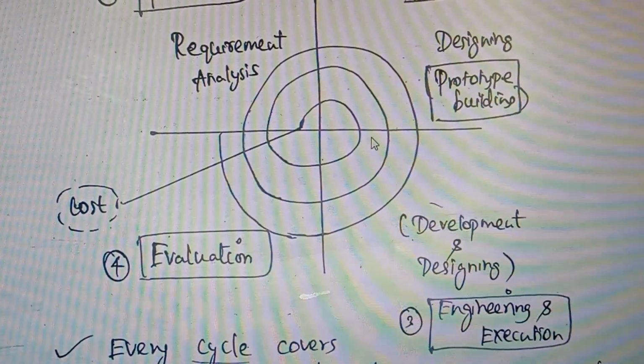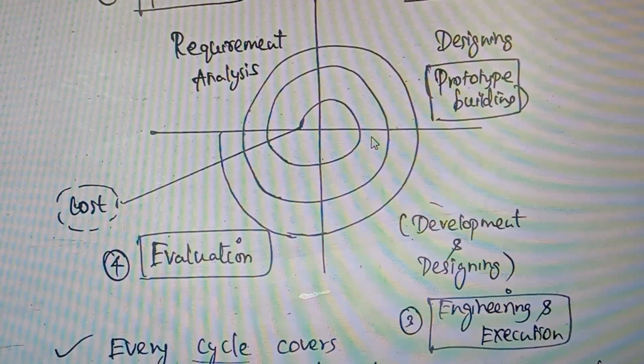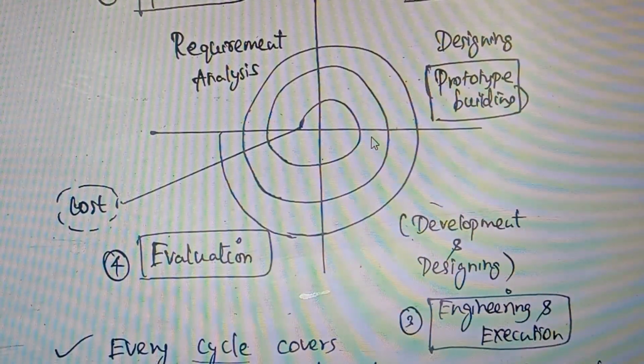So the spiral model is used when the project is large, you have a high budget, and the requirements are unclear and complex. If you don't have a clear requirement from the customer, if the customer is totally unclear and needs to change requirements again and again, then the spiral model is best, and the software needs continuous risk evaluation and the creation of prototypes, where it is very applicable.